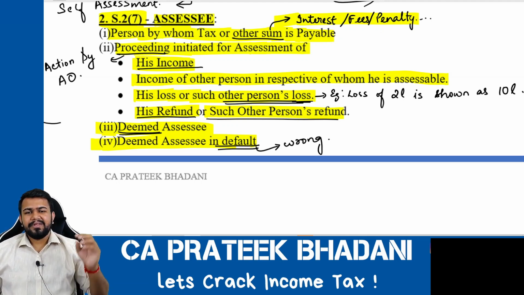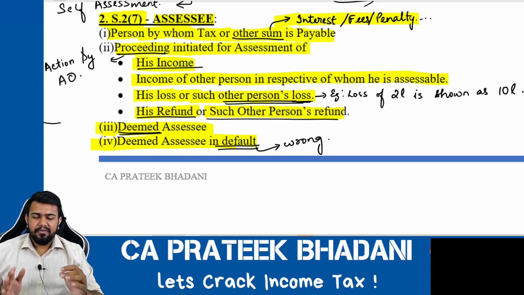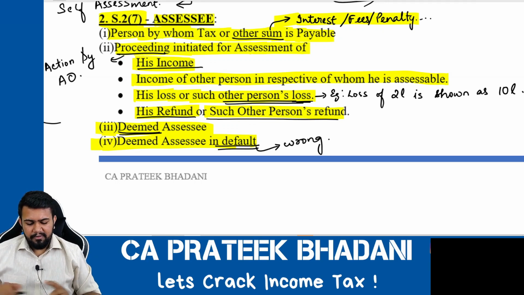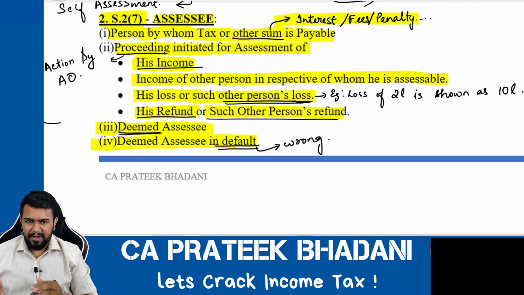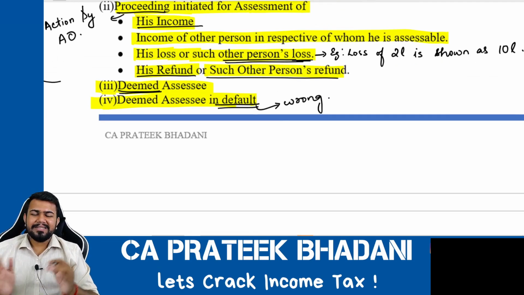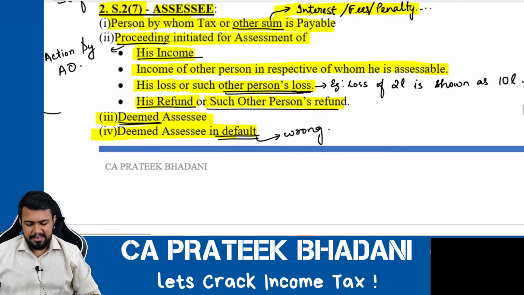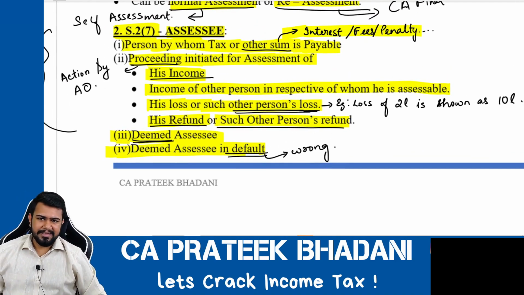Number two, if the assessing officer has initiated the proceedings for the assessment on any person for his income or for the income of any other person for whom he is responsible, or his loss or such other person's loss, or his refund or such other person's refund. In such case, he will be called an assessee. Next, deemed assessee will be called an assessee. Deemed assessee in default will be called an assessee. Okay. Hence, all these type of people are covered in the definition of assessee.